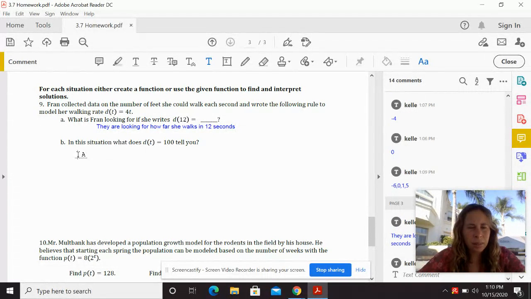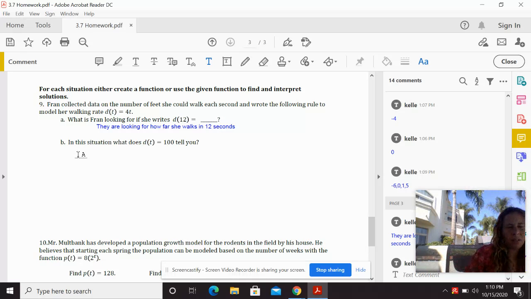In this situation, what does d of t equals 100 tell you? That's a terrible way to phrase that question.